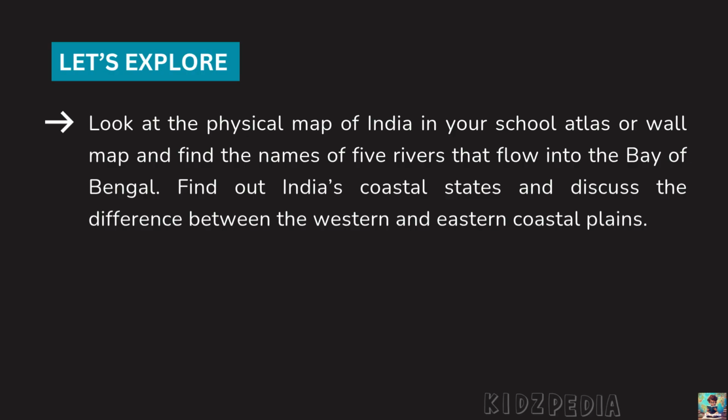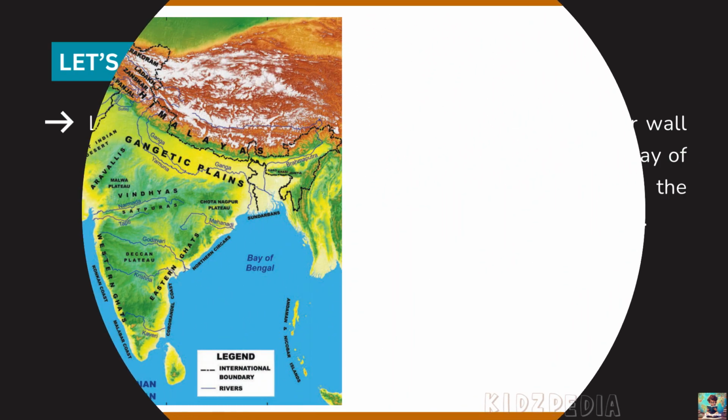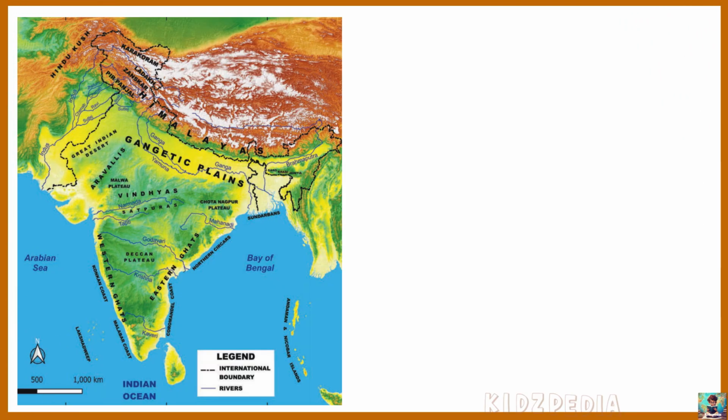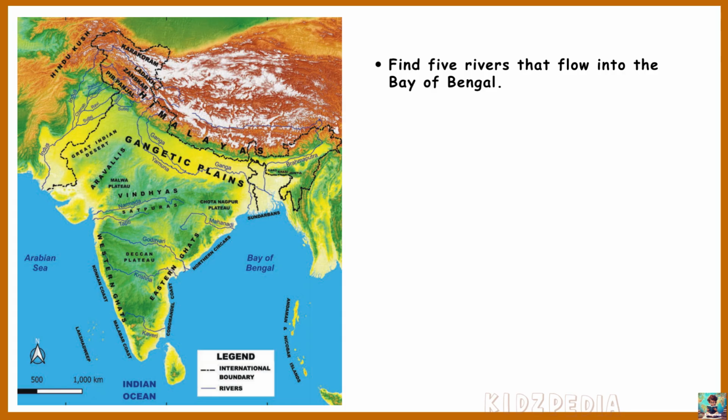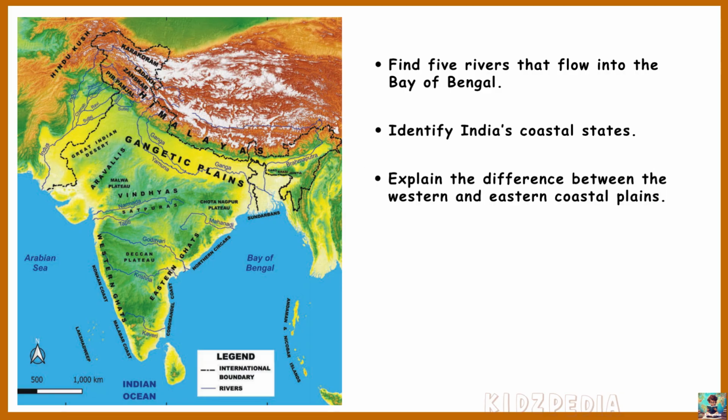Let's explore. Look at the physical map of India in your school atlas or wall map and find the names of 5 rivers that flow into the Bay of Bengal. Find out India's coastal states and discuss the difference between the western and eastern coastal plains. Now let's do a small activity using the map. Look at the physical map of India and try to find 5 rivers that flow into the Bay of Bengal. Then identify the coastal states of India and observe the difference between the western and eastern coastal plains.